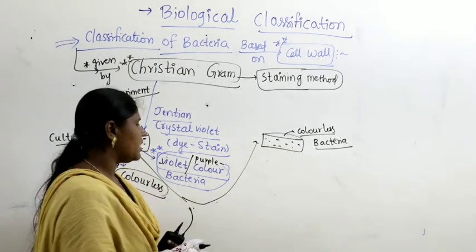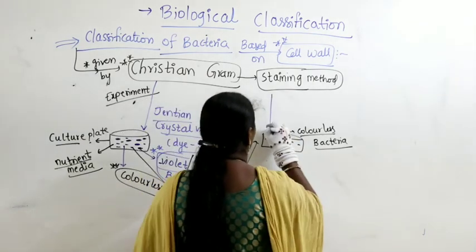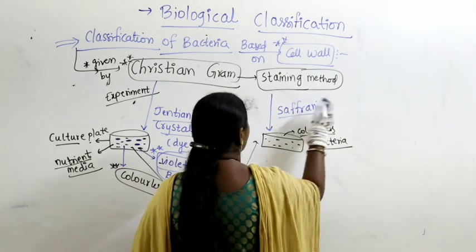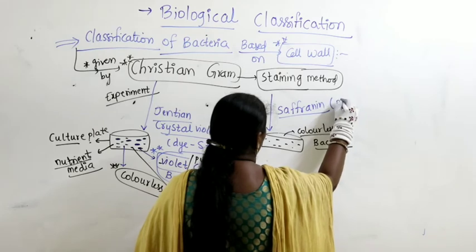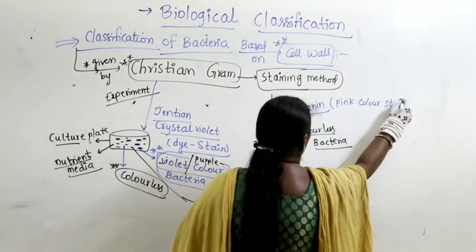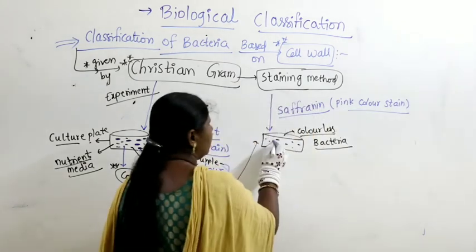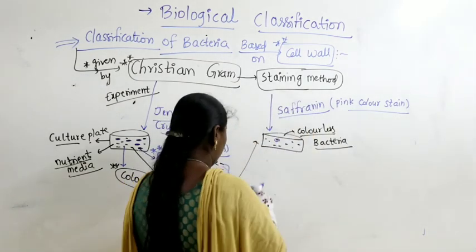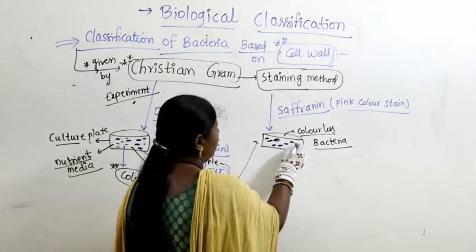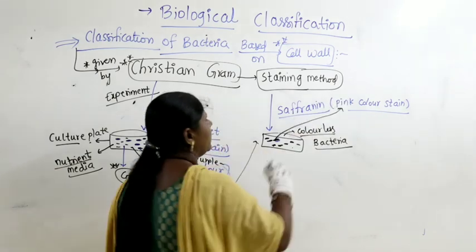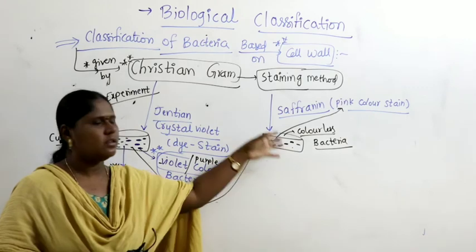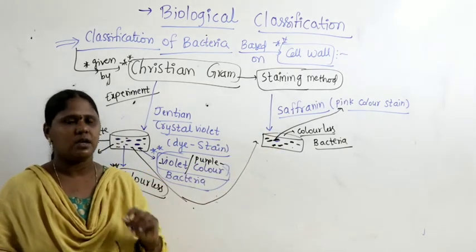Now this time, in the second step, he added safranin. It's a pink color stain. So all the bacteria became pink color. Let us imagine the black itself as pink. So all the bacteria were stained with pink color. They were able to absorb the safranin and they finally appeared in pink color.